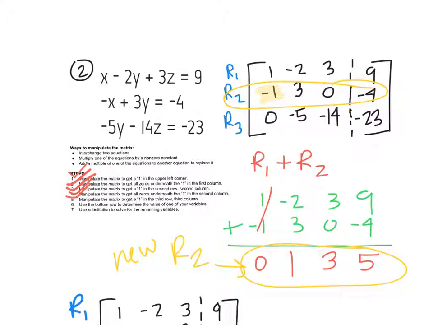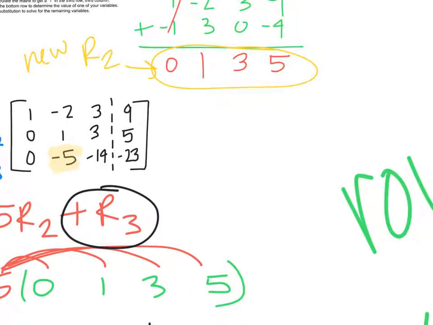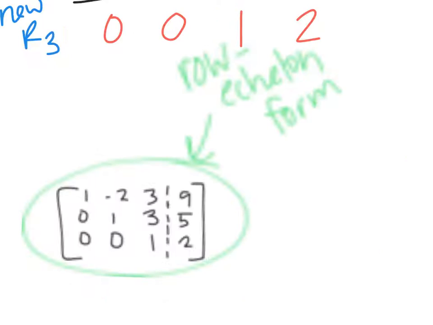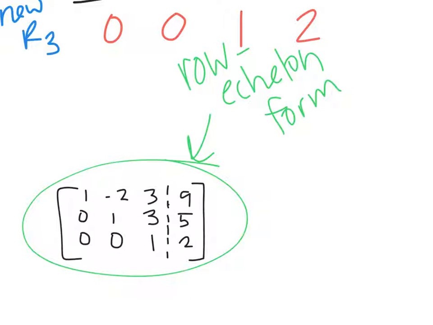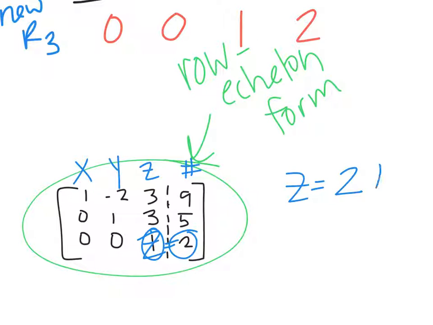So looking back, look at the very bottom row where the 1 is. It's in the Z column because remember this is going to go X, Y, Z, and then constant numbers. So here's the 1 in the Z column, so that means Z is equal to 2. So Z equals 2. Now I can use this information to plug back into or substitute into one of my other equations from the original problem.